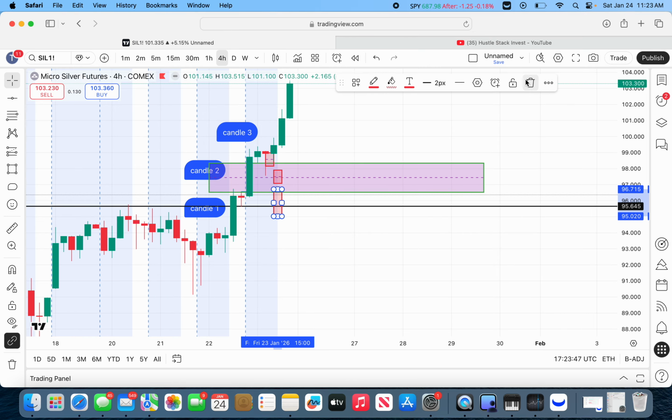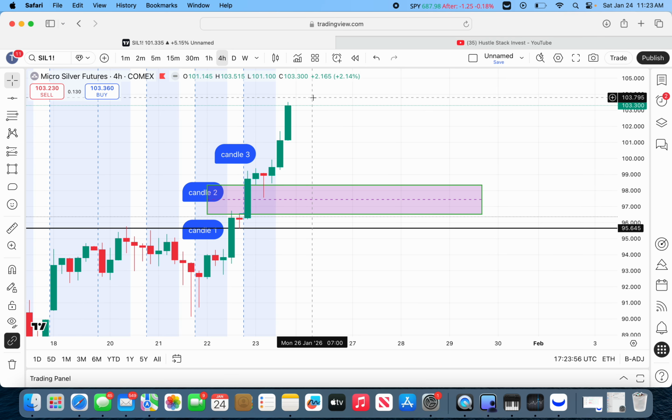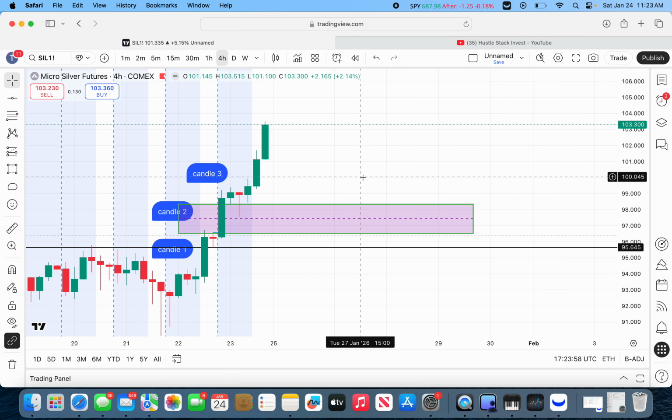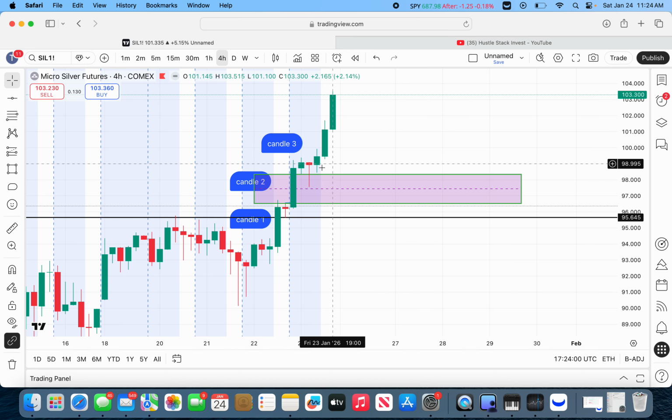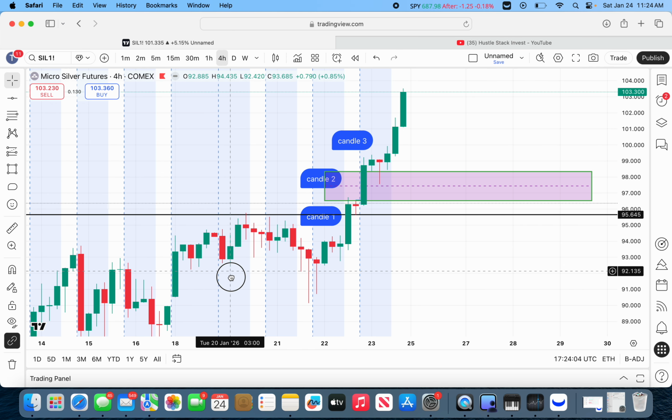But initially, we wouldn't want to see that because we would hope that price could just tap into our fair value gap, get out, and then shoot up higher, just how we did in this example. So this is what a fair value gap is. Be on the lookout for fair value gaps that are not really valid.